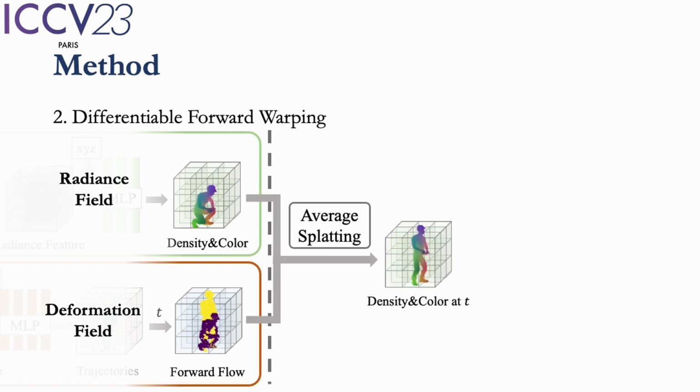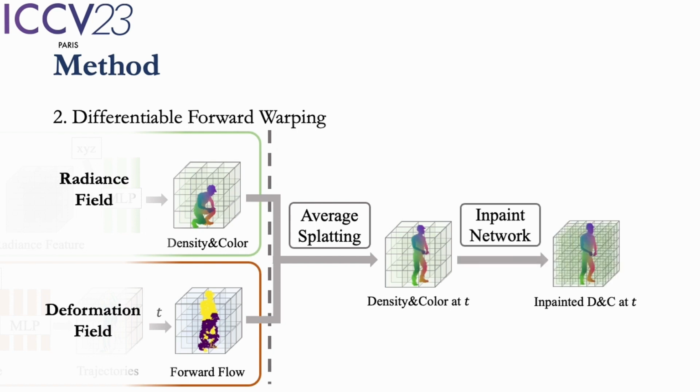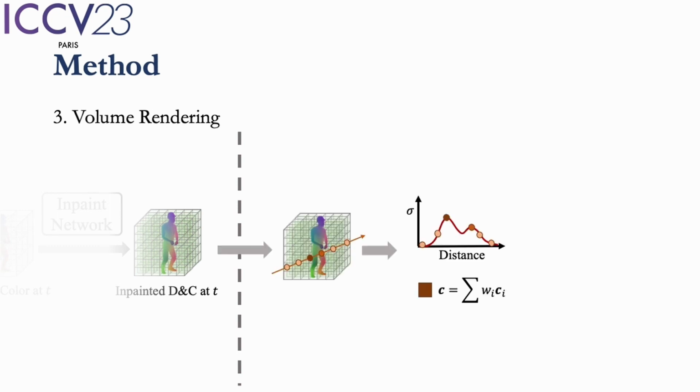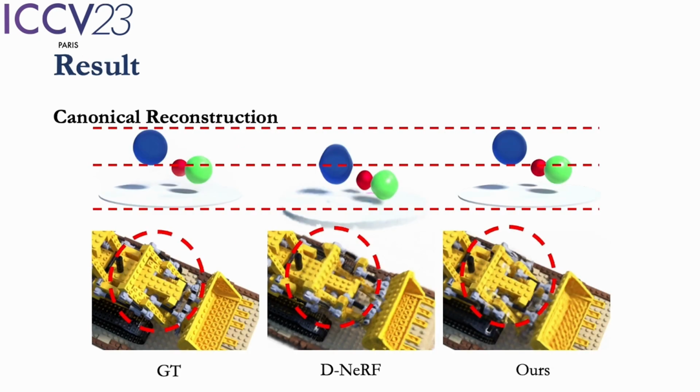With the estimated canonical density and color grid and the corresponding forward flows, we propose a differentiable forward warping method. We first use average splatting to warp the density and color grid from canonical time to time t. We then use the in-paint network to in-paint the empty holes of the warped grids. Finally, with the in-painted density and color grid at time t, we use the standard volume rendering technique to render images at time t. We show some results of our method in the following sections.